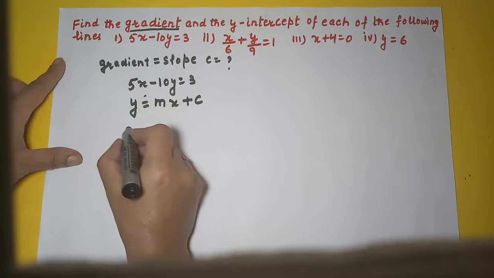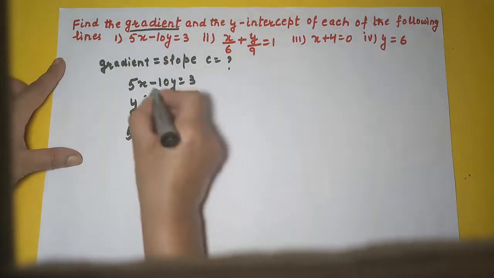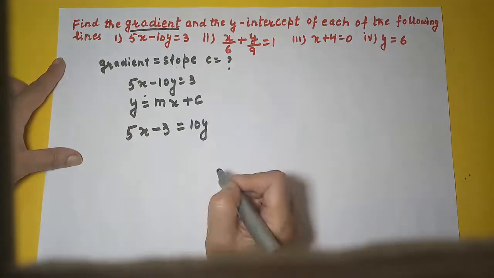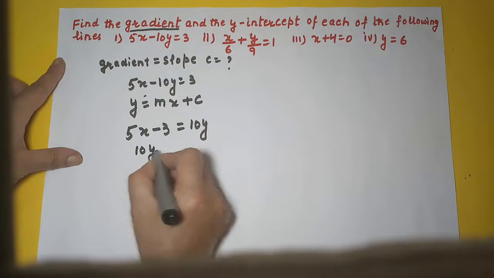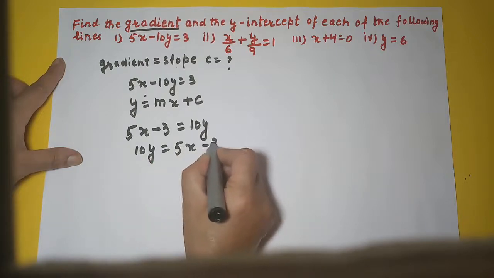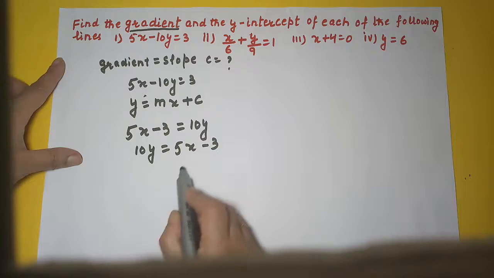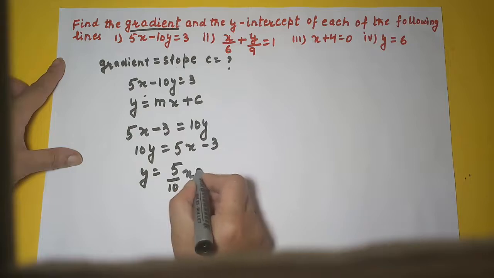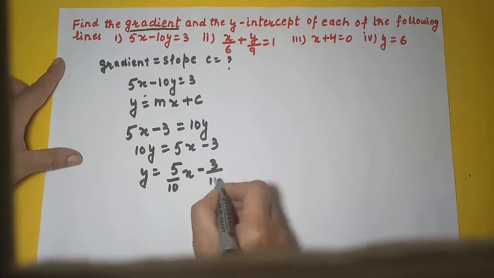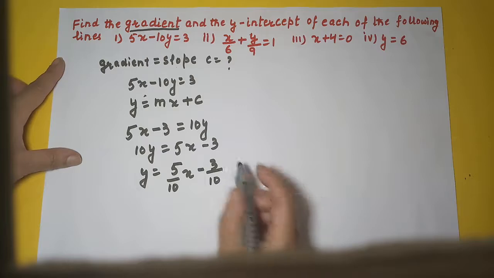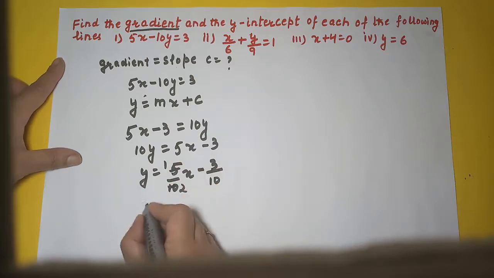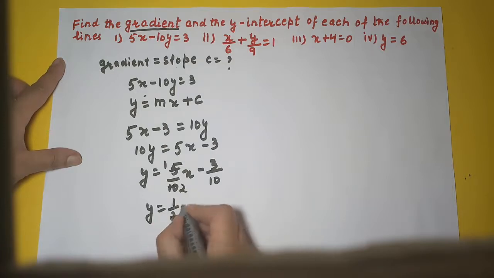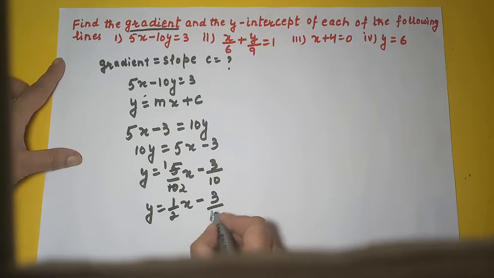So here in this equation, we can write this as 5x. Let me shift this 3 to this side, and this will go to this side as 10y. So you can write this as 10y is equal to 5x minus 3. Now you want y as the subject. So y is equal to 5 upon 10 x minus 3 upon 10. This 10 will be divided to this. So 5 ones are 5, 5 twos are 10. So finally this equation in the standard form will be y equal to 1 by 2 x minus 3 by 10.